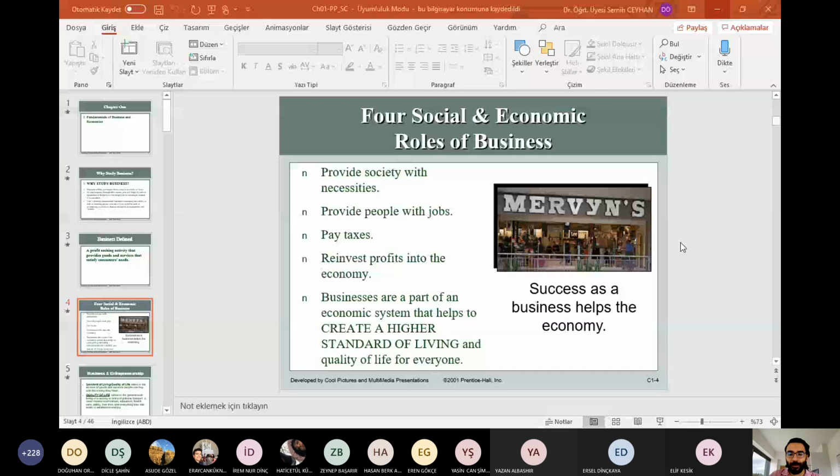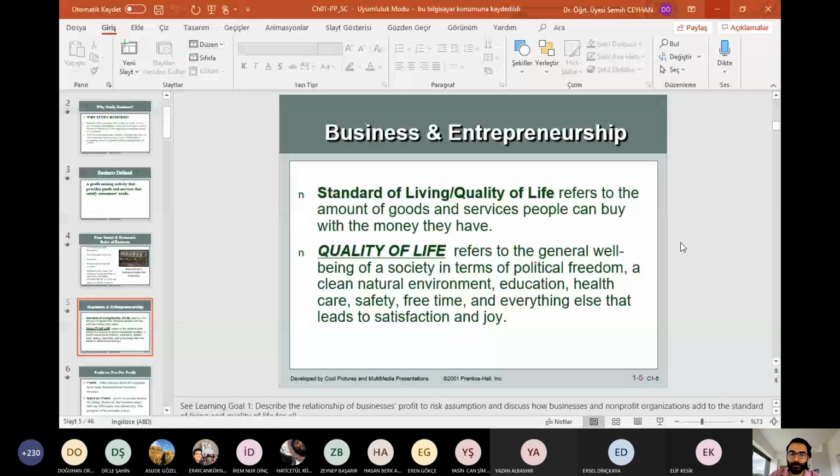So this is with the help of the profit. If there is no profit, there will be nothing like that. We call it standard of living, quality of life. If people who earn money can buy the necessary amount of goods and services they need in their lives, it means that they have a good quality of life. If they cannot do that, they have a poor quality of life. So it is actually very important in our daily life, our quality of life, right?